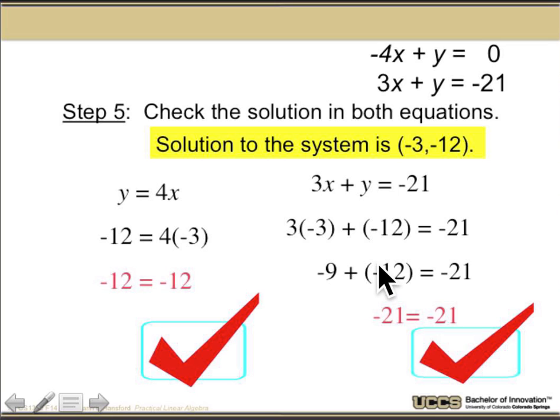Check the second equation, make sure we didn't have any errors. So we put in minus 3 and minus 12, check the math, we get minus 21. Always good to check when you're doing it this way.